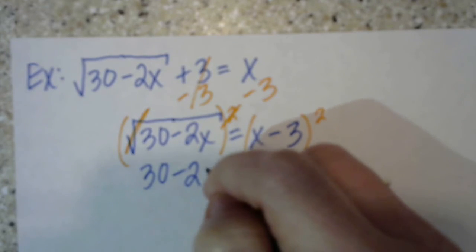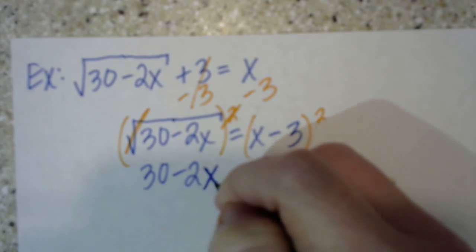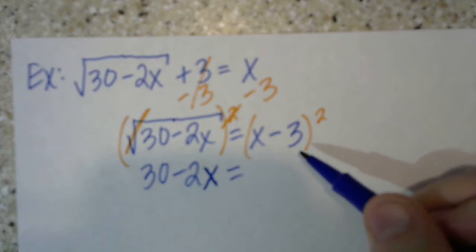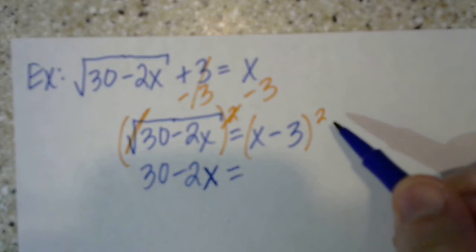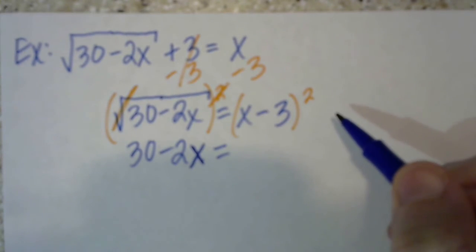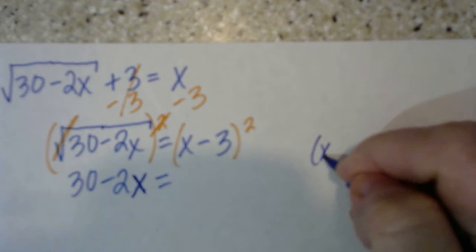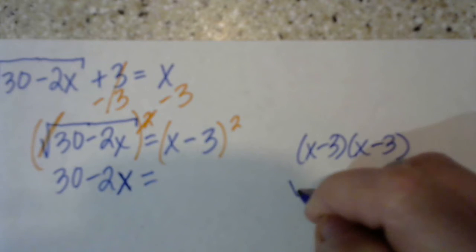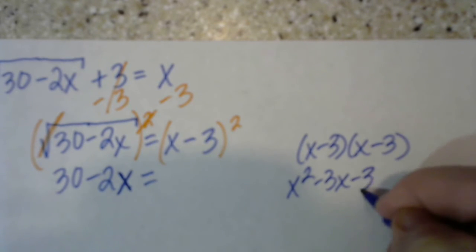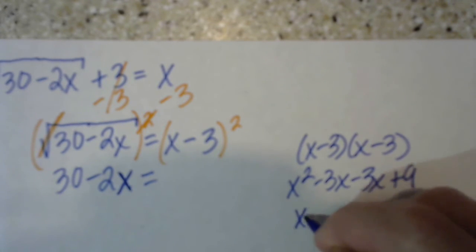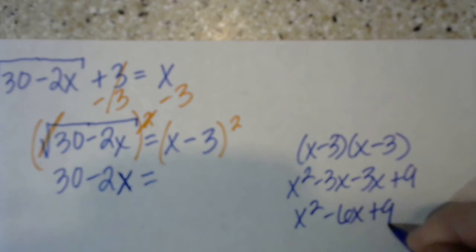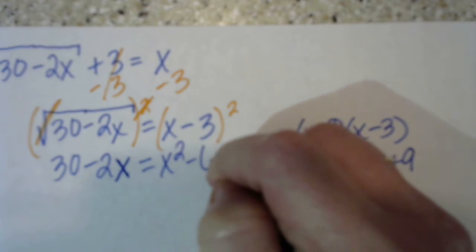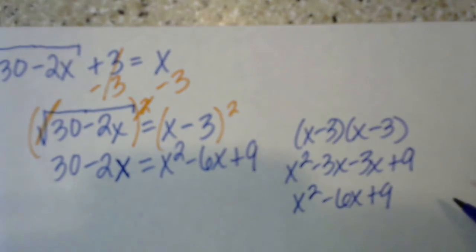On the left side, I know I'm going to have just 30 minus 2x. But what about the right side? X minus 3 squared. That's a quantity squared. That means off to the side, I need to do x minus 3 times x minus 3. And FOIL that out, which gives me x squared minus 6x plus 9.